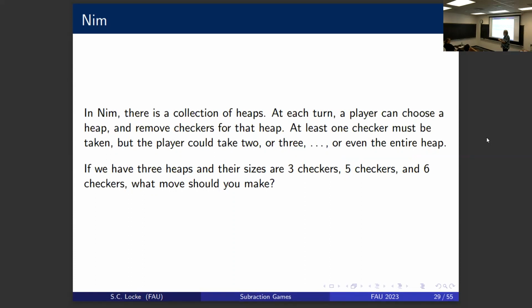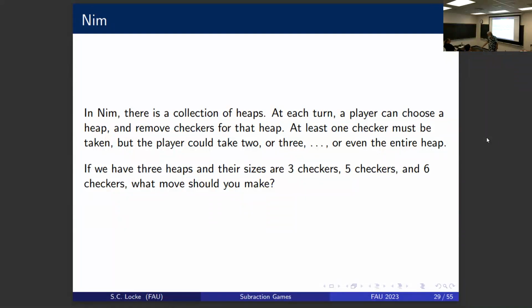So in Nim, what you have is a collection of heaps. The rules are that in your turn you choose one of the heaps, and you remove some checkers from that heap. You have to remove at least one, otherwise the game didn't change. But you can take 1 or 2 or 3 or 4 or 5, all the way down to, I can take the whole heap. That's a pretty simple rule.